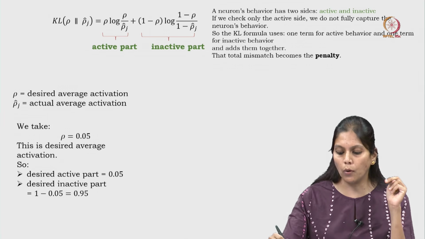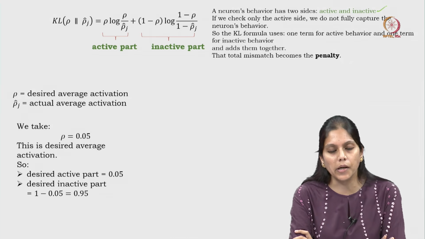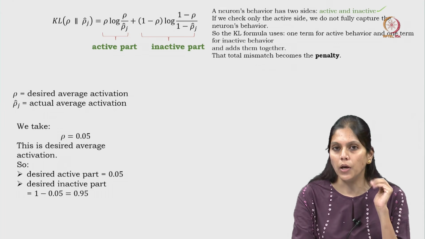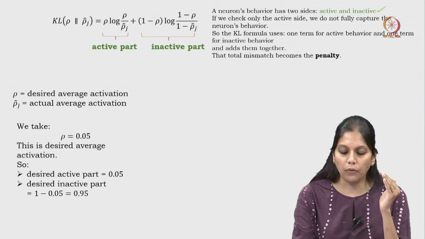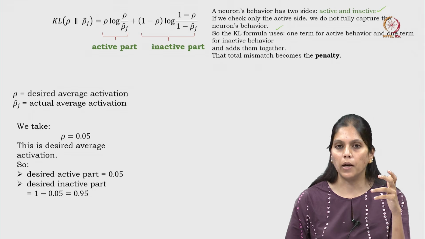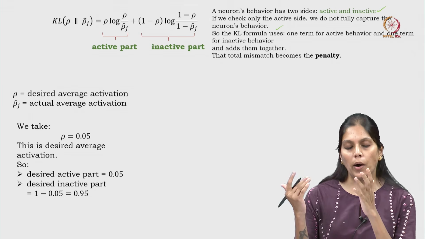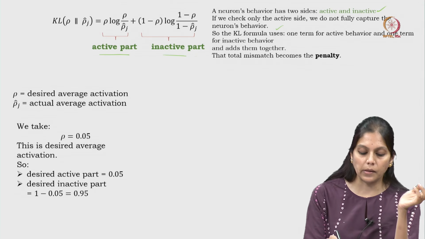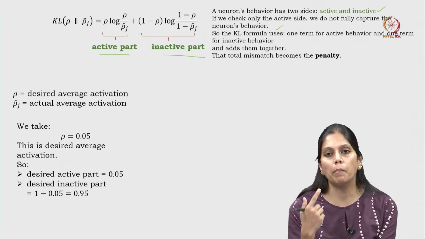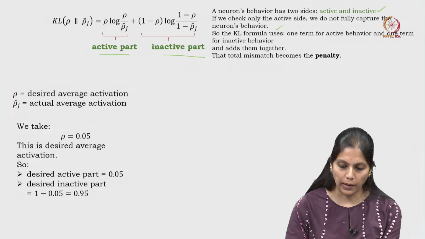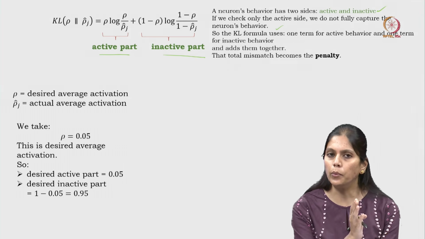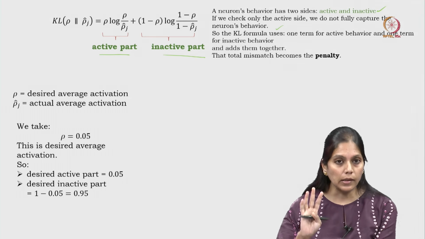Can we check only the active side? That's not correct, right? We will not fully capture the neuron's behavior if we check only the active side. Therefore, we will be using the KL divergence formula. One term is an active term, one term is an inactive term. We add them together so that the total mismatch between these two becomes a penalty, deciding whether to give more or less penalty. You cannot consider only one term; you should consider both terms. This is a theoretical explanation.